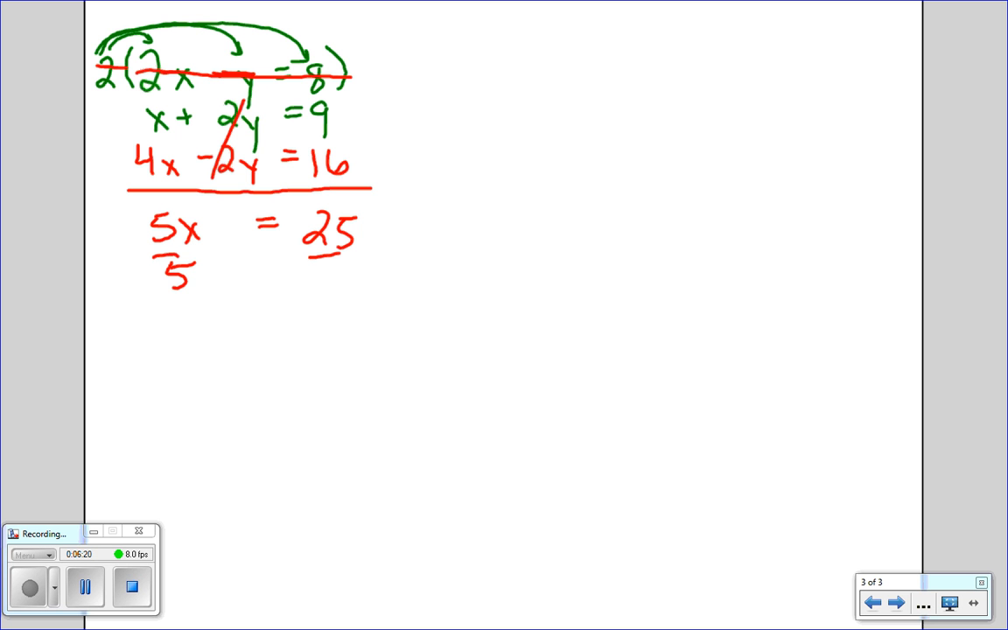Divide by 5, and x equals 5. Let me go back real quickly and show you where most people make the mistakes. They make the mistakes by forgetting to multiply the constant by what's in front, or by messing up on the signs. So just be really careful.